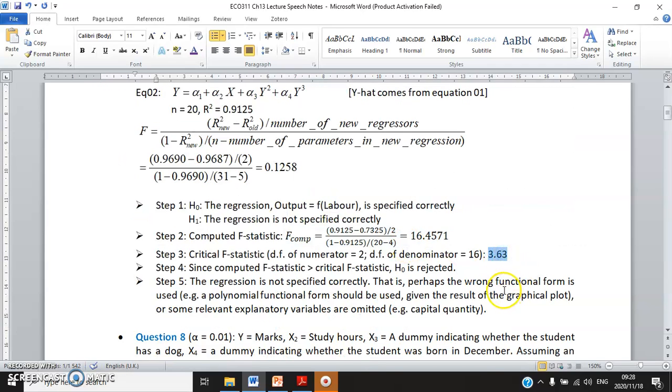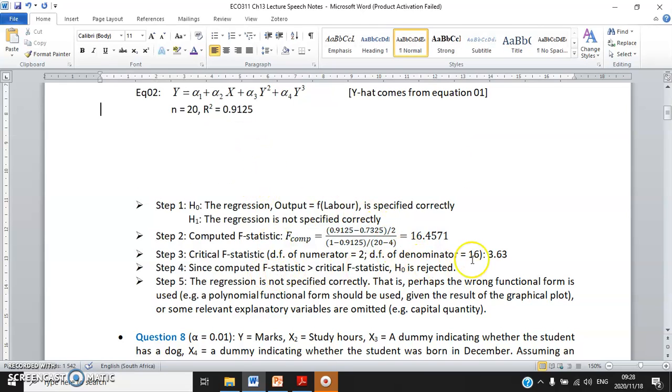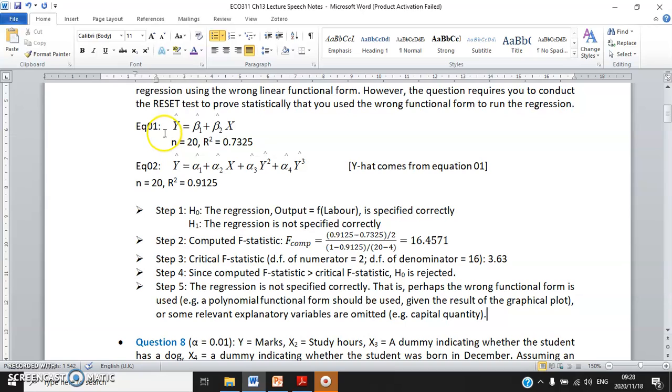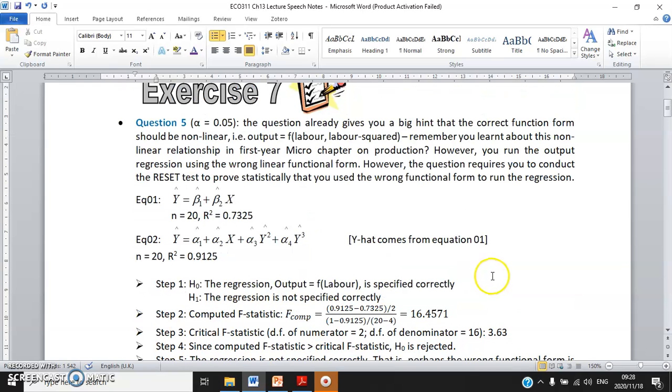The critical F stat is 3.63. Since the computed F stat is greater than the critical F stat, the null hypothesis is rejected. Then it means there must be something wrong with your original regression. So step 5, interpretation: the original regression, equation 0,1, is not specified correctly. Then you can speculate the possible reason. Perhaps the wrong functional form is used.